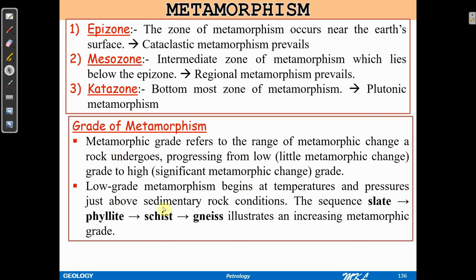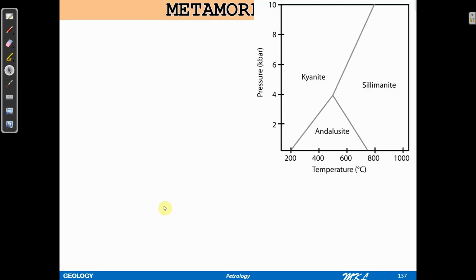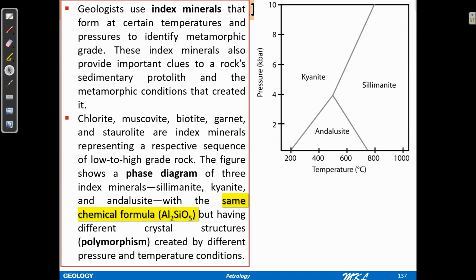So this is how the grade of metamorphism changes. And one more thing: what are the contributions of pressure and temperature. Geologists generally use index minerals that form at certain temperatures and pressures to identify the metamorphic grade. Depending on the pressure and temperature, see one example: kyanite, andalusite and sillimanite.